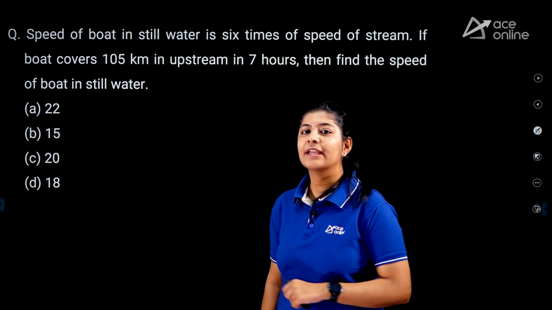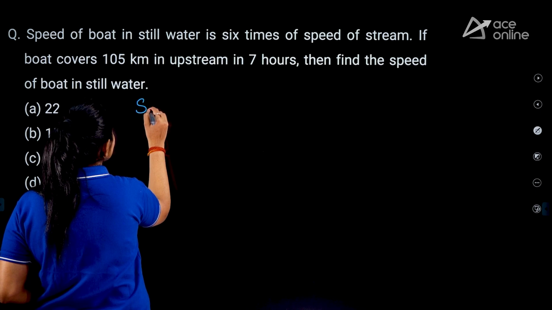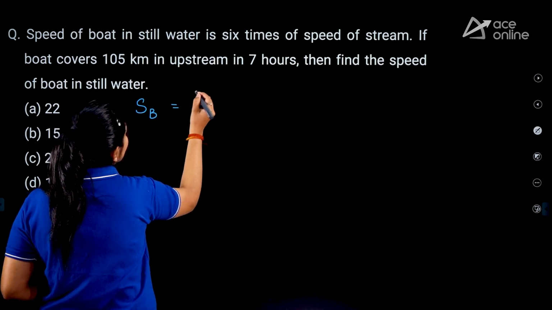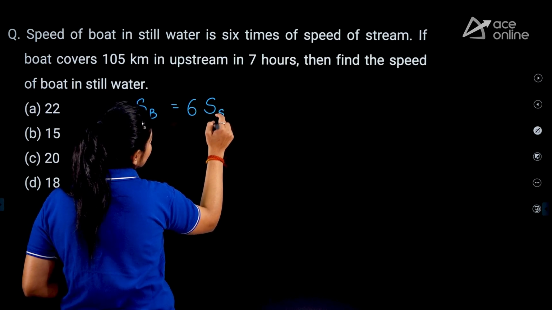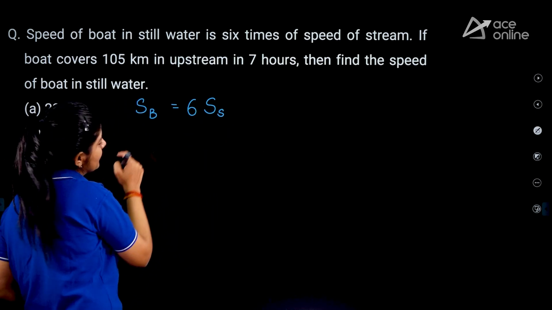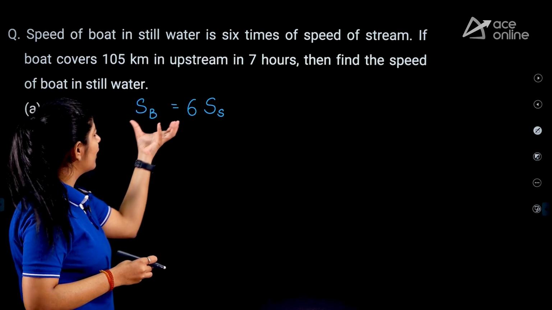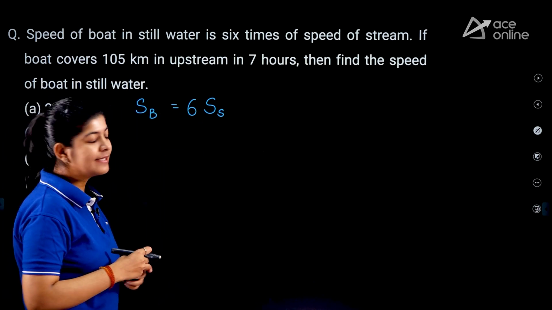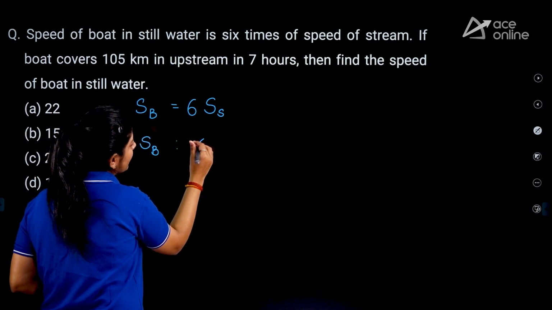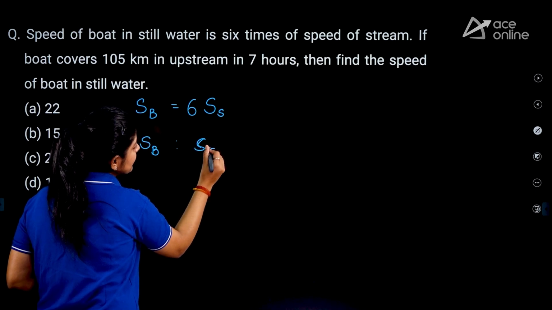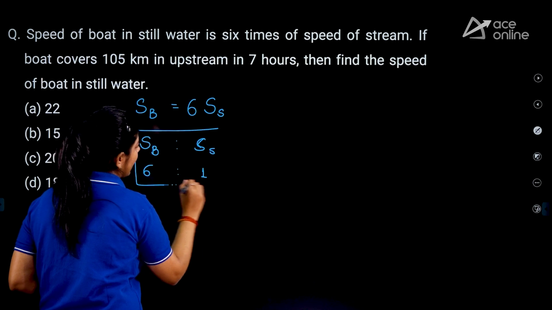So here the speed of boat, I'm writing SB, and it is given that it is 6 times of the speed of stream. This is speed of stream and this is speed of boat. Now if I want to write down the ratio instead of writing the terms like this, I can say that the ratio in between the speed of boat to the speed of stream is nothing but 6:1. I can write it like this. Yes, we can do that.